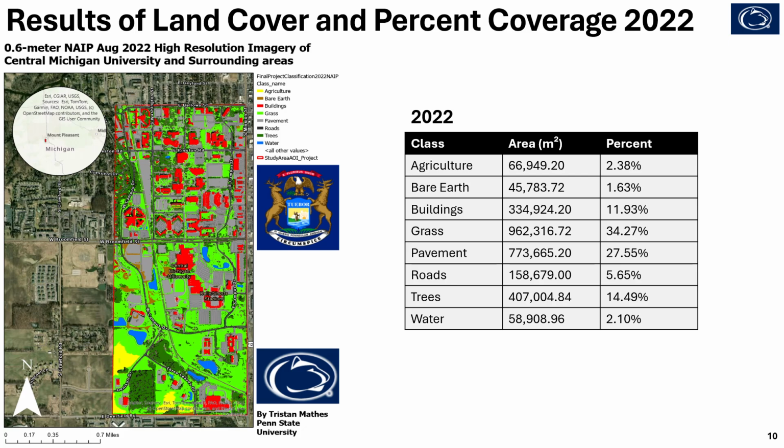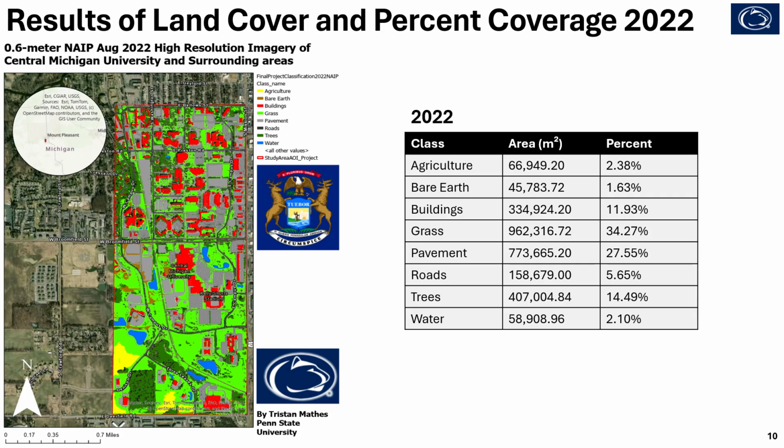For my results for the land cover and percent coverage for 2022, I generated a summary statistics table showing the 8 land cover classes distribution for the study area in 2022. Similar to the earlier year, grass remains the dominant land cover class, covering approximately 962,000 square meters, which represented about 34.3% of the total study area.